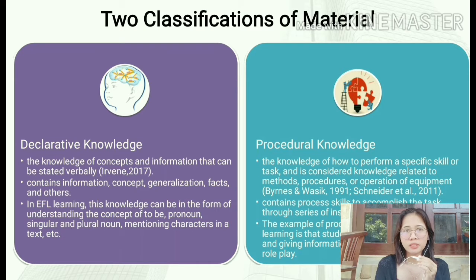Marzano's new taxonomy of declarative knowledge is equivalent with the revised Bloom's taxonomy of cognitive level 1 to 3, or remembering, understanding, and applying.